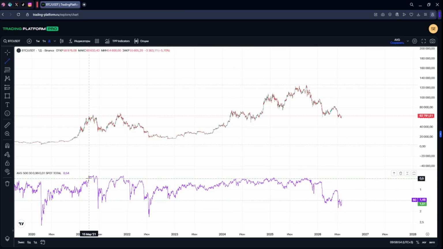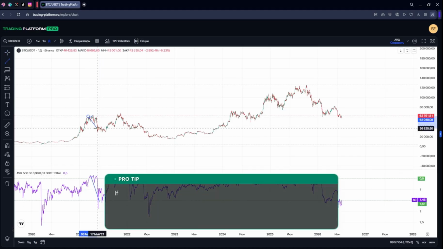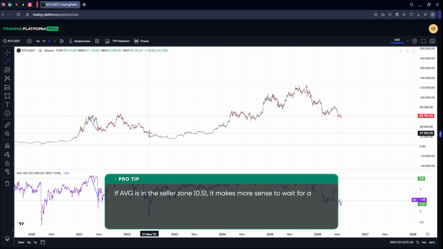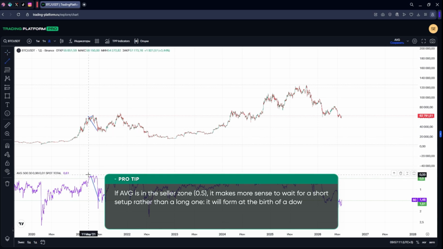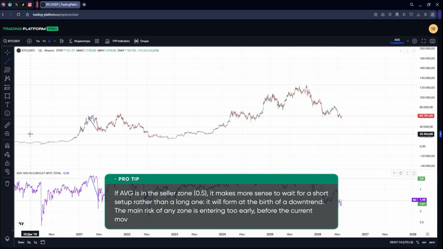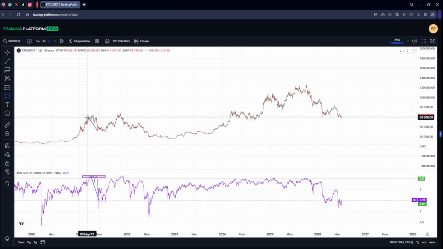So if the AWG is at 0.5 and you have the option to wait for either a short setup or a long setup, then of course it makes more sense to wait specifically for the short setup, because that would be at the beginning, so to speak, of a short trend. The only danger is entering a bit too early, because the zone, I repeat, does not determine the entry point. It determines the direction and timing. It kind of tells you that now is the time to work short.